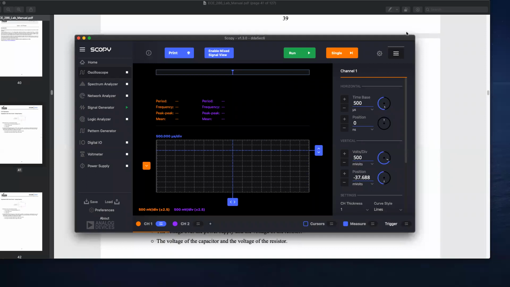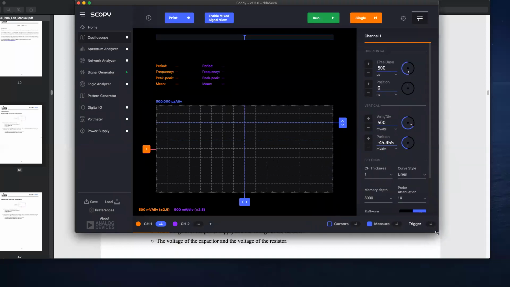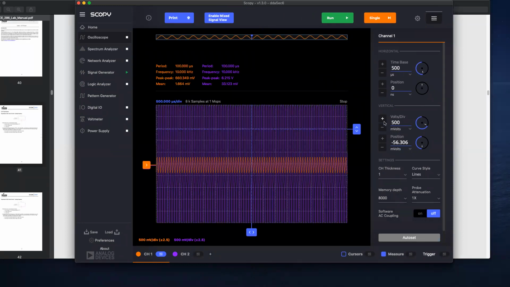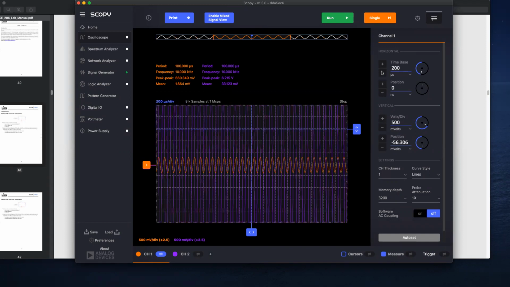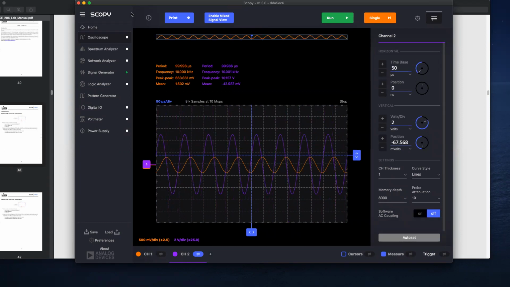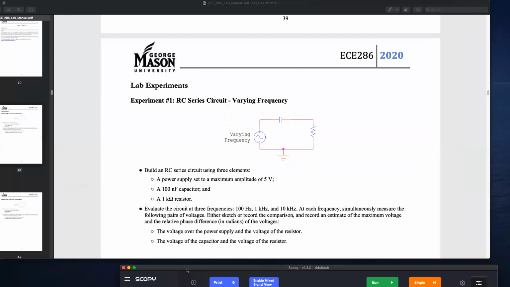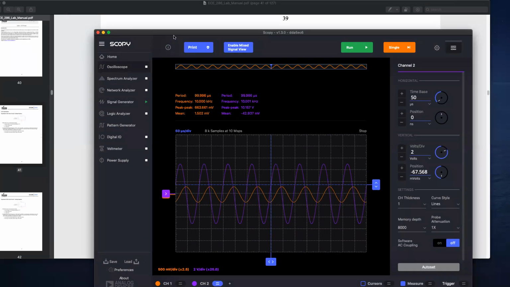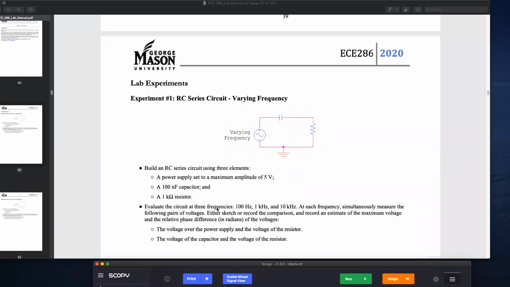And then let's make this a tiny bit bigger. Okay, and then let me click single. A lot of waveforms. Let me extend that out. Okay, let me just double check this system. Yeah, cool. Okay, so now just measure the voltage drop.